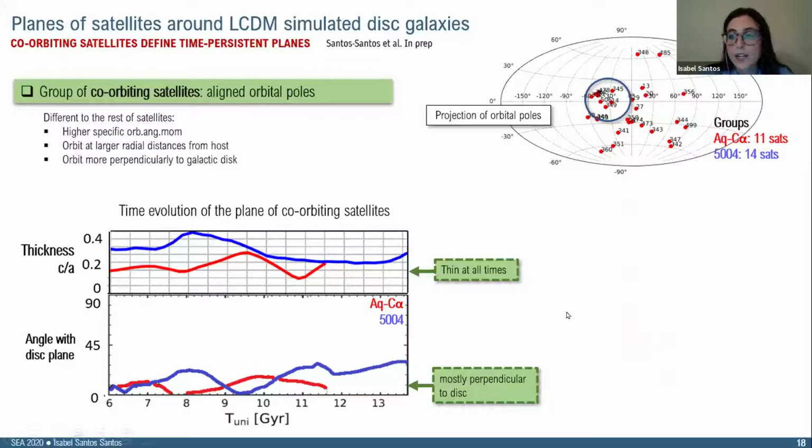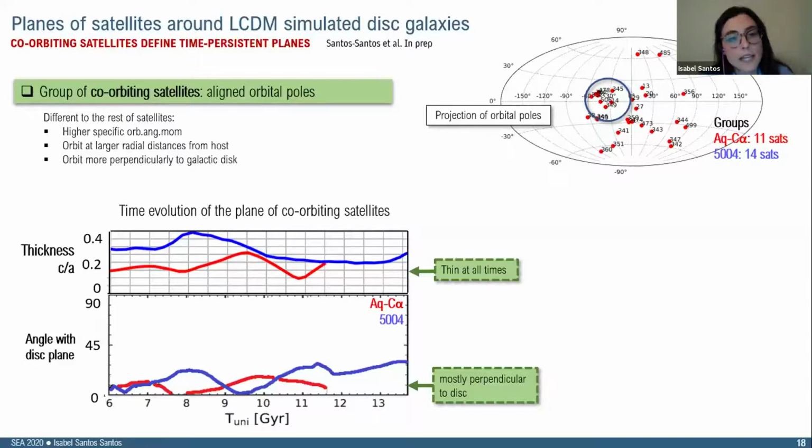By analyzing the clustering of orbital poles, here is an example of the projection of orbital poles on the sky, we were able to identify groups of satellites with aligned orbital angular momentum vectors during long periods of time. These co-orbiting satellites were shown to be statistically different from the rest of satellites in the system. In particular, they have a higher specific angular momentum, they are orbiting at larger radial distances from their host, and more perpendicular to their central galaxy.